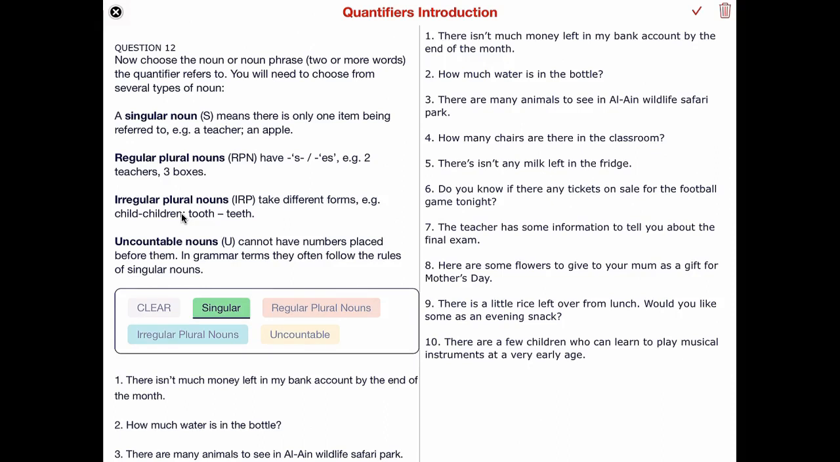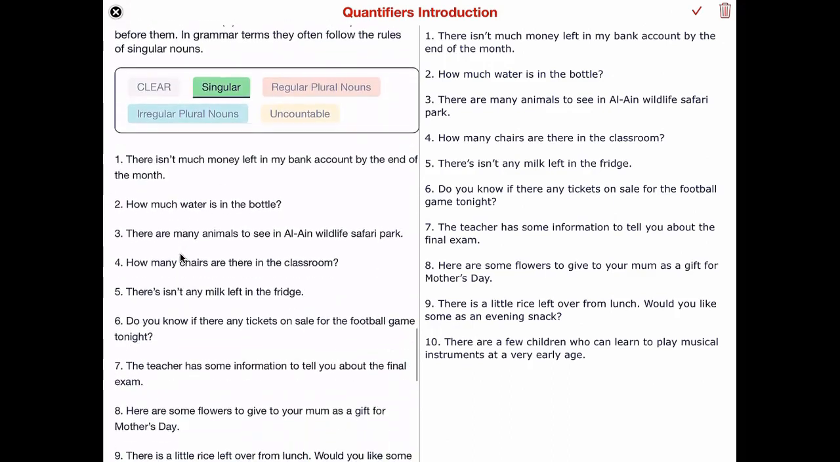Irregular plural nouns take different forms. And finally, uncountable or non-count nouns. You can't count them, right? So for example, you can't have 6 waters. You can have 6 bottles of water, okay? But that's different. So let's go down here.